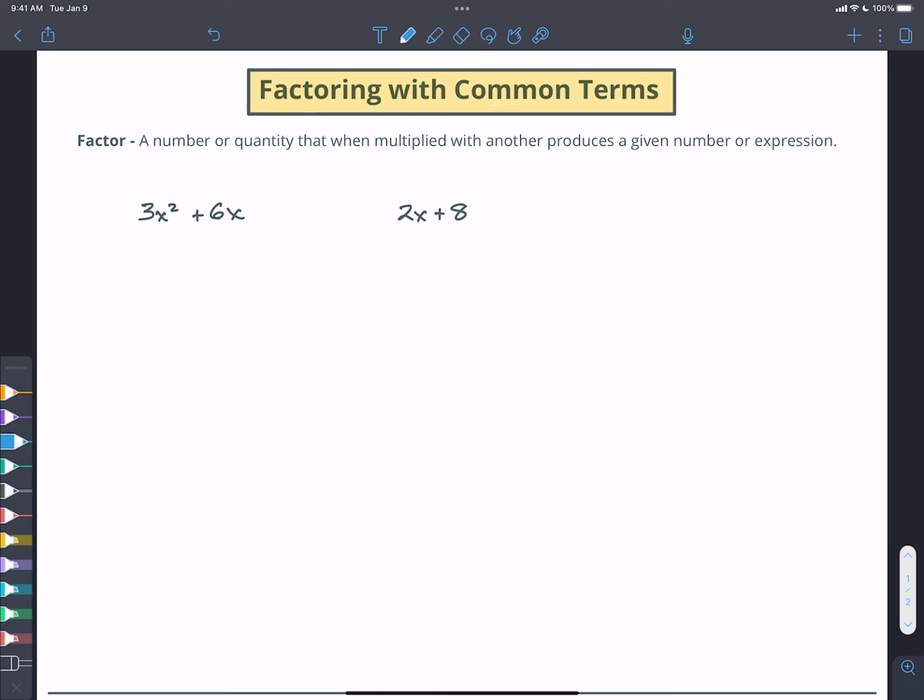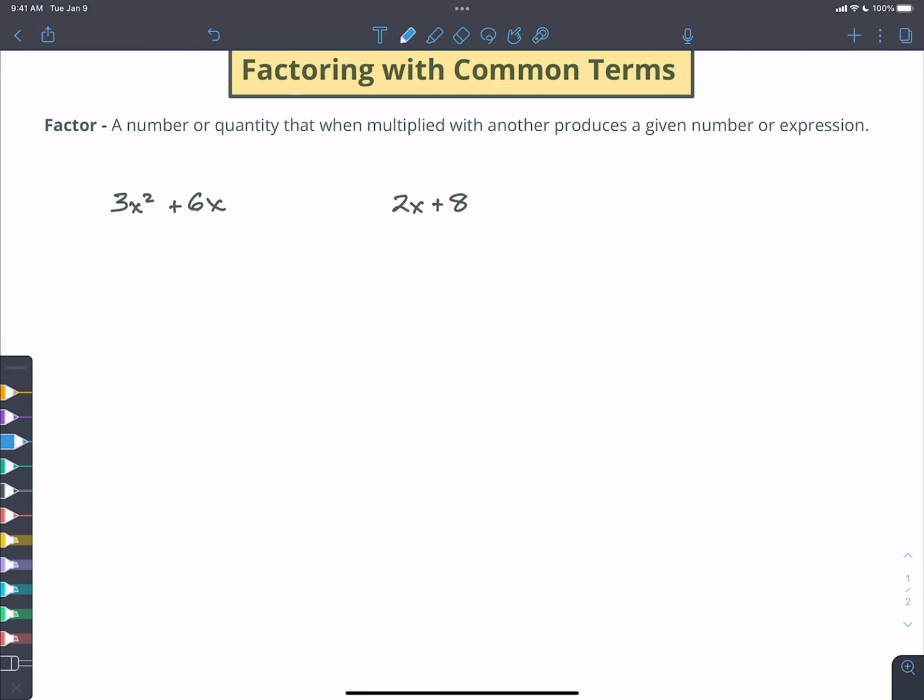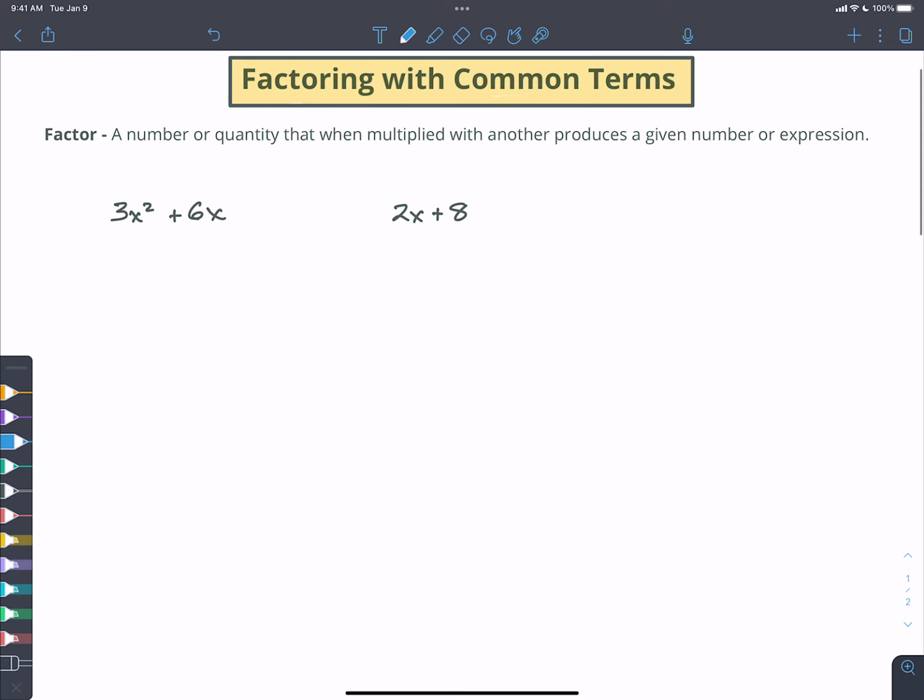In this video, we're going to talk about factoring with common terms. Now, factoring is, well, first let's determine what a factor is. A factor is quite simply a number or quantity that, when multiplied with another number or quantity, produces a given number or expression. So, in other words, if I could find a factor of these things, I could make this into something times something that would give me this whole expression.